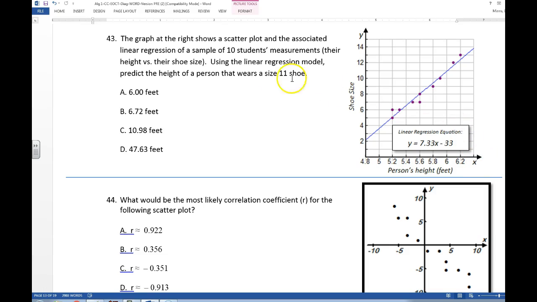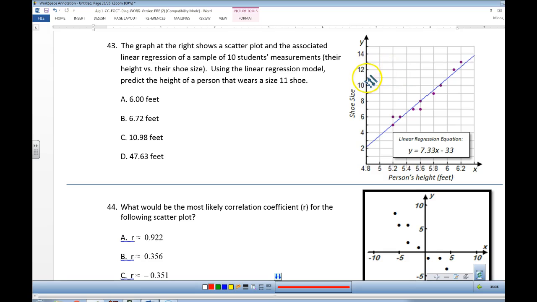It's asked the question, using the linear regression model, predict the height of a person who wears a size 11 shoe. Size 11. Well, where is size 11? Right here. So let's go over this way, and we meet the line right there. Come straight down. Where are we? We're almost exactly at 6 feet. Size 11 shoe, 6 foot. Ding, ding, ding. We have a winner.